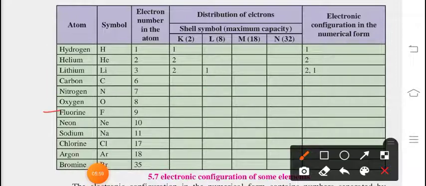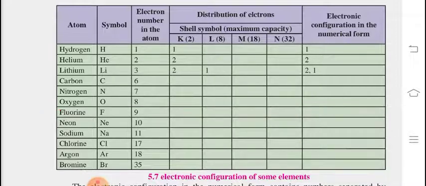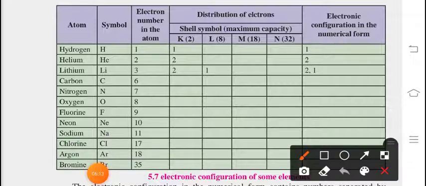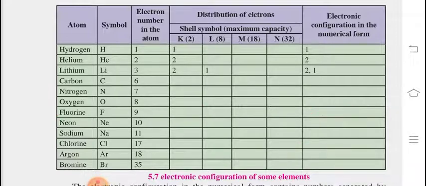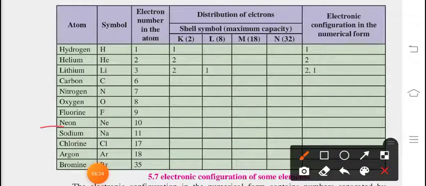Next is oxygen. Atomic number is 8. Symbol is capital O. 2 is over here and 6 will be over here. So the electronic configuration is 2, 6. Next fluorine, 9. 2 over here and 7 will be here. Electronic configuration is 2, 7. Next is neon, 10. 2 over here and 8. So it will be 2, 8.